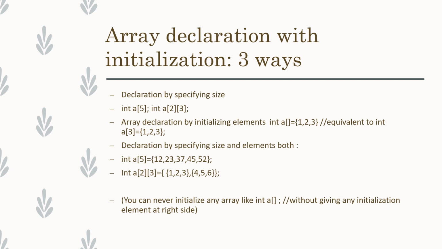The first one is declaration by specifying size. That means we can write it as shown in the syntax: integer a of 5 size. The second one is integer a of 2 rows and 3 columns.